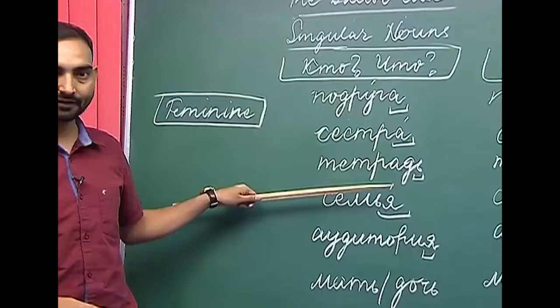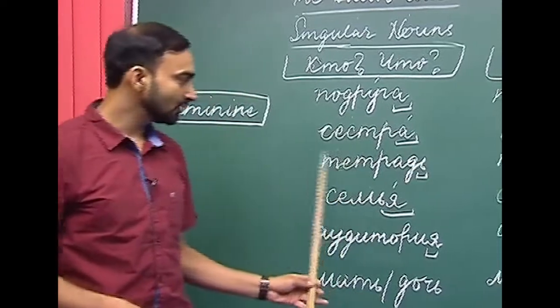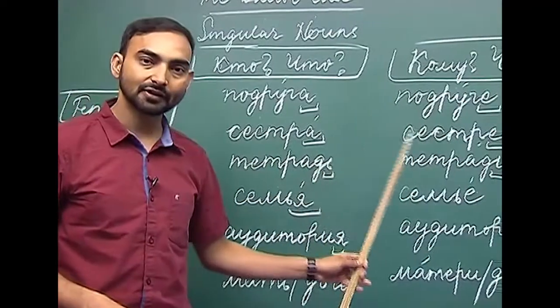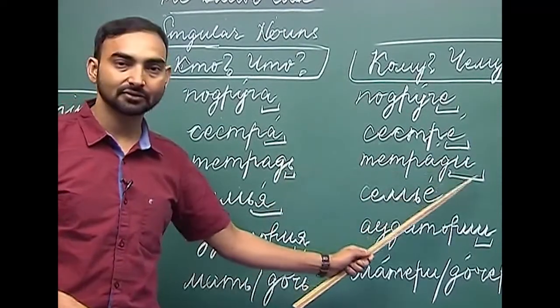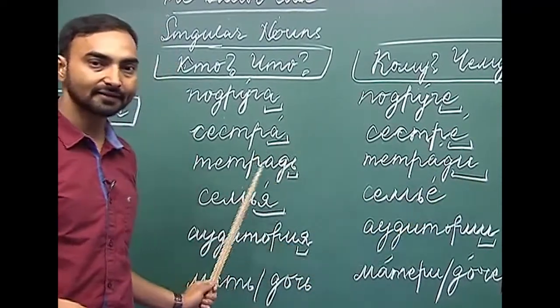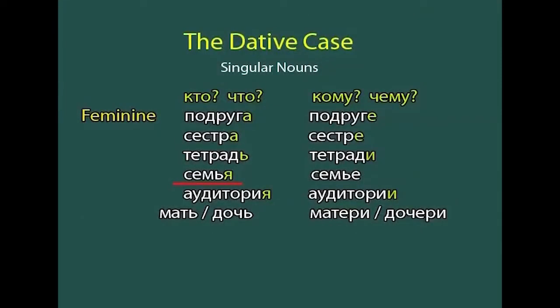Chitraj is an inanimate noun which means a notebook. When chitraj is used in the dative case, the soft sign is replaced with the vowel e. Chitraj, chitraji.